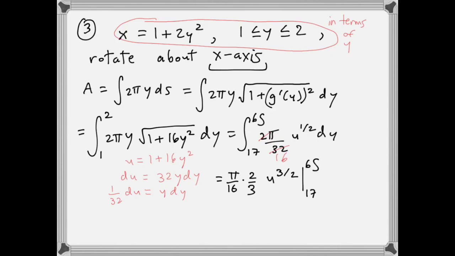So let's go ahead and reduce these fractions. I know that I have a 1 over an 8. So this is going to become pi over 24 times 65 root 65 minus 17 root 17. This is how I'm going to leave my answer.